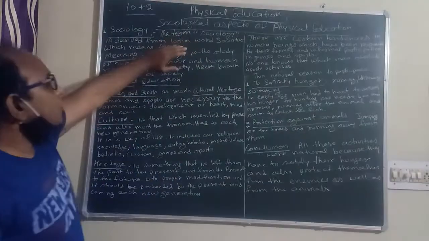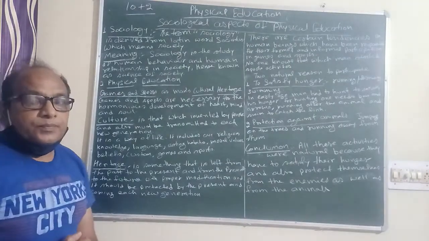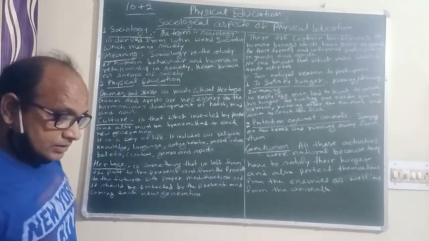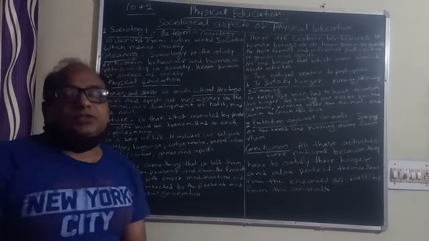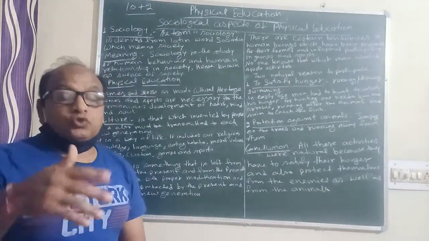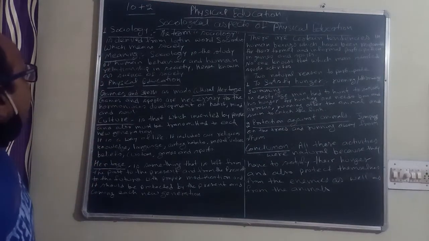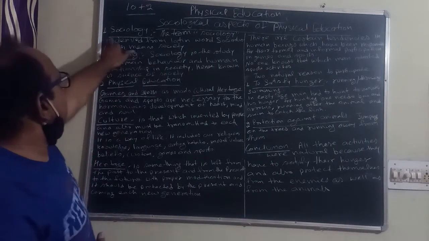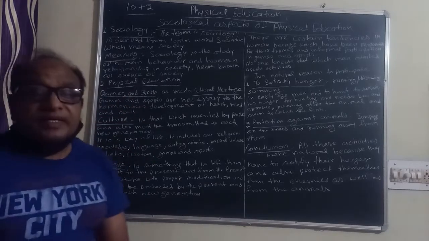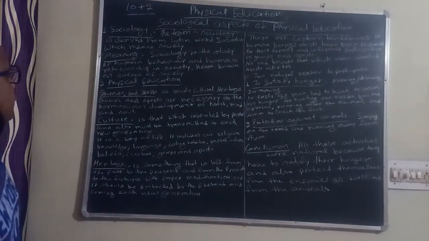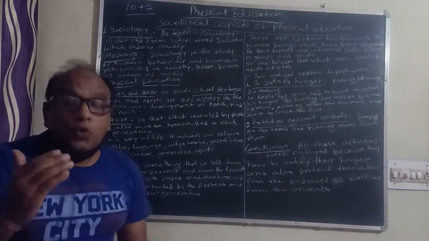So first of all, we are going to discuss sociology. What is sociology? The term sociology is derived from the Latin word societas, which means society. Actually, the meaning of sociology is the study of human behavior and human relationship in society. Hence, it is known as the science of society also.